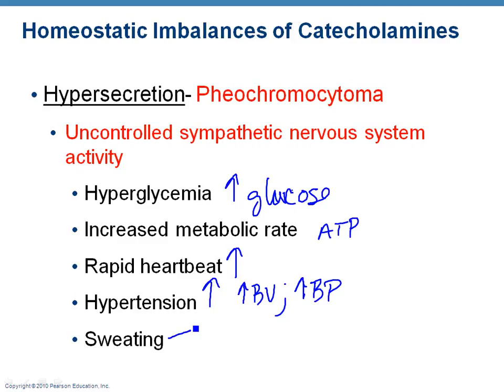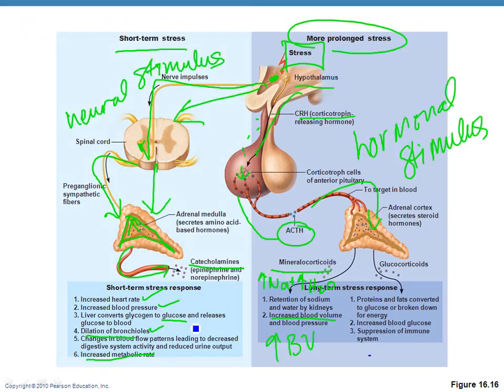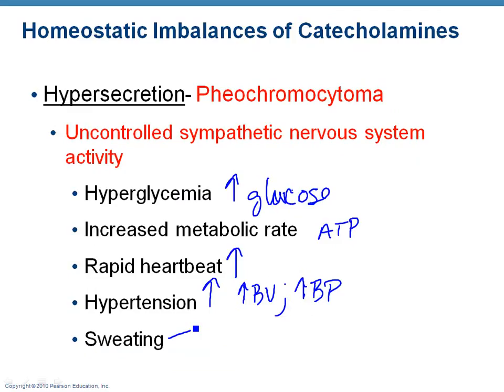So you can go back and look at the picture and on this page right here and look at all the things that would happen if you had a hypersecretion of catecholamines. So you can look here, increased heart rate, increased blood pressure, all those good things. All right, I think that's it for this lecture.